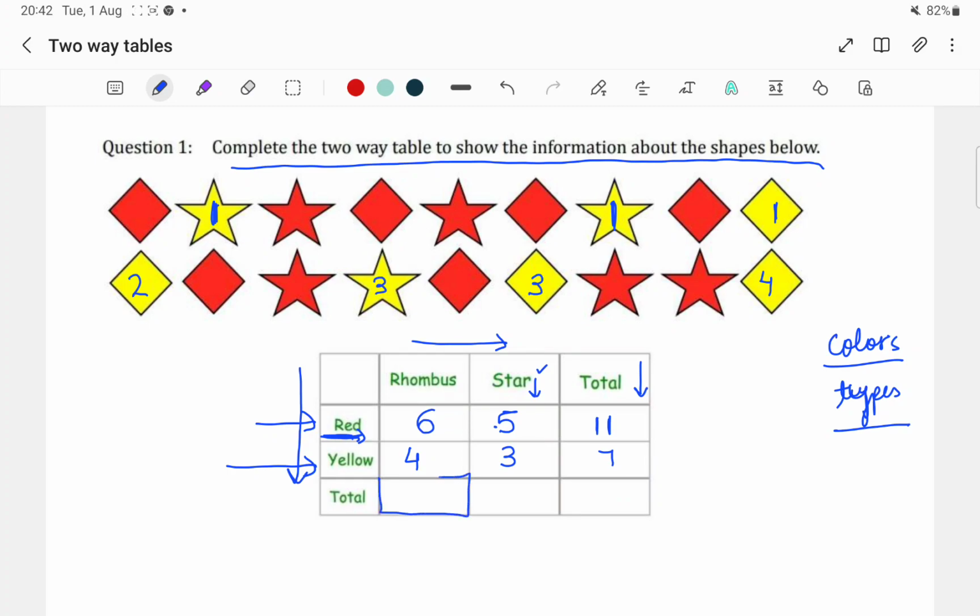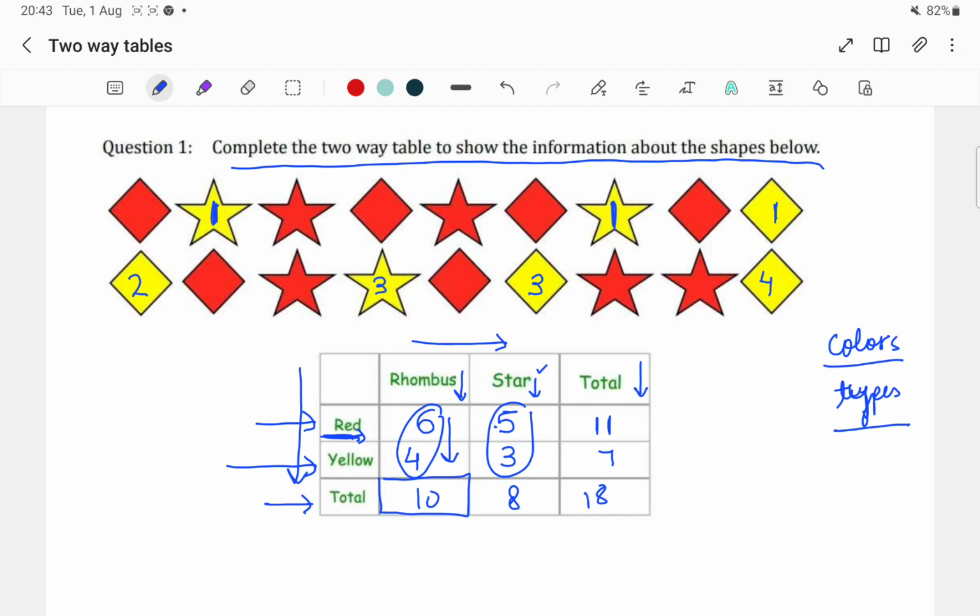Now what is this total? This is a total from here and here from the rhombus side. Any kinds of rhombus, red or yellow. So they are 6 plus 4. Here it will go 6 plus 4. Then 5 plus 8, and 11 plus 7, which is 18. So this is the first example.